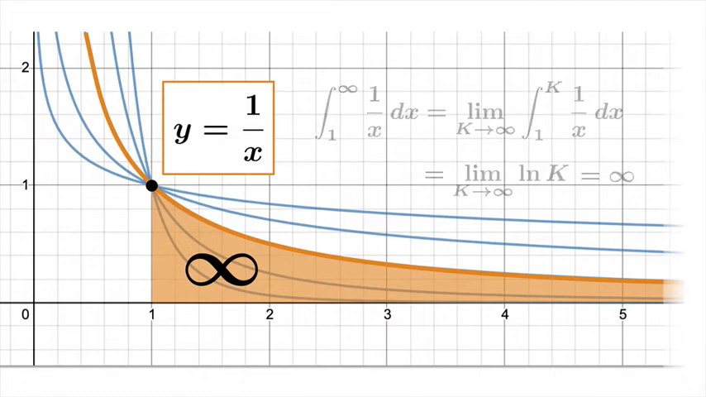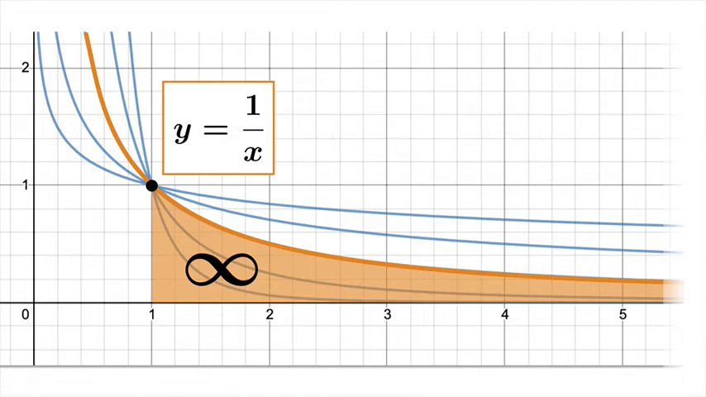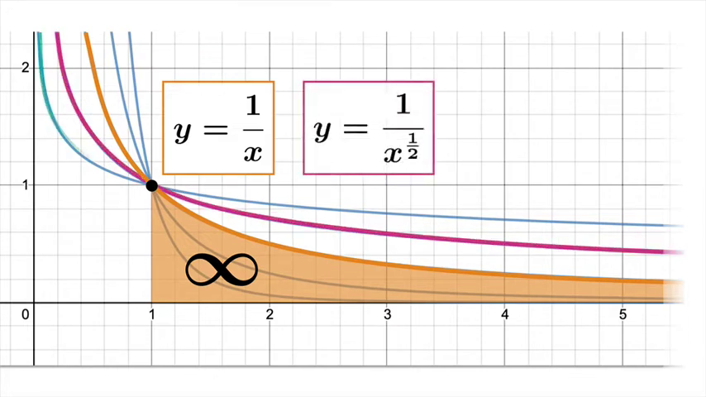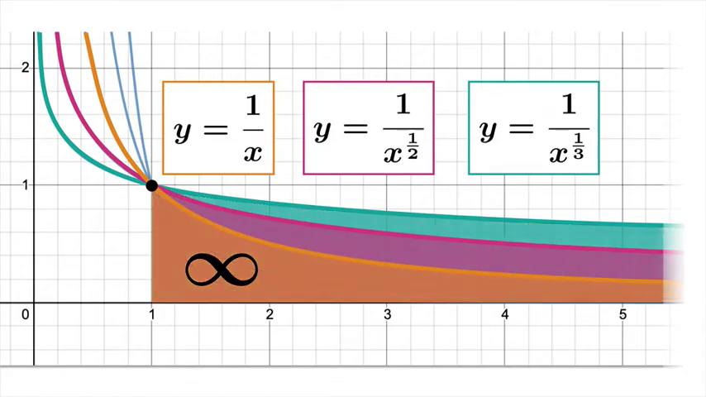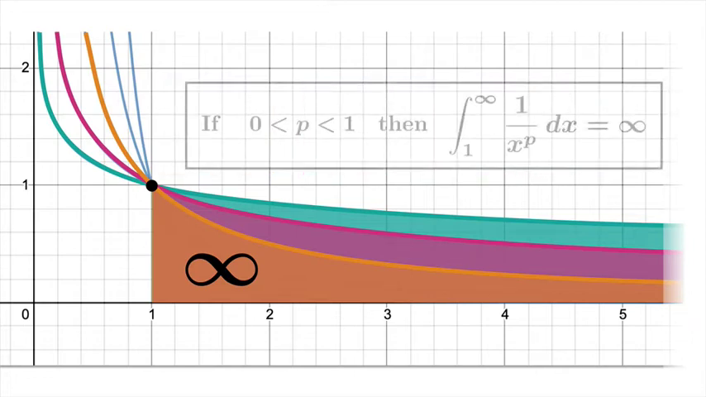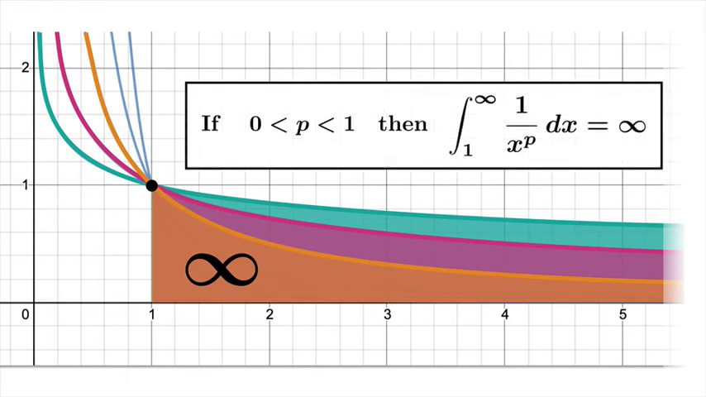Now the thing to notice is that when your power gets to be less than 1, the graphs lie above the reciprocal function from 1 to infinity. So these signed areas actually in some sense have to be larger than infinity. And of course that's consistent with the fact that indeed the improper integral from 1 to infinity diverges in all of these cases.